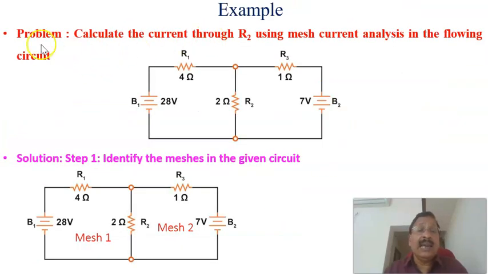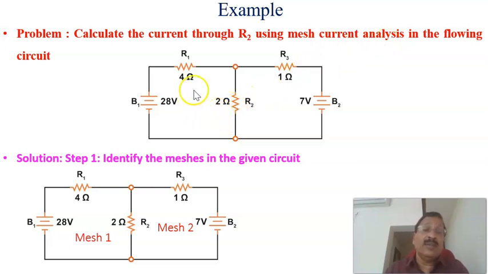Now let us see an example problem. Calculate the current through the resistor R2 using mesh current analysis in the following circuit. The circuit is given here. There are two voltage sources: a 28 volt source here, and a 7 volt source. Resistance R1 is 4 ohm, R2 is 2 ohm, and R3 is equal to 1 ohm. In this simple circuit, the question is what is the current flowing through this resistor? That is to be solved using mesh current analysis.